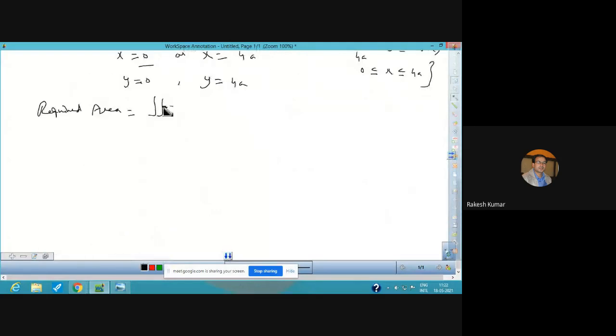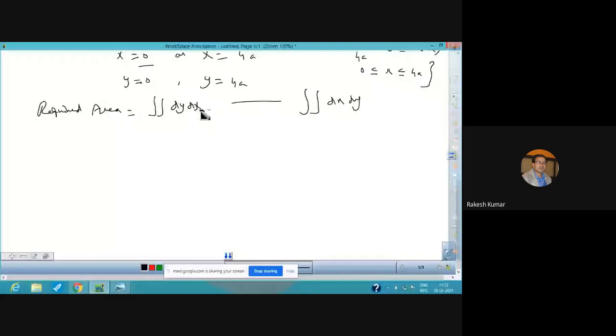It can be dy dx, and you can also take dx dy. It is not compulsory that you have to take the limits of y only in variable. You can take the limits of x in variable and the limits of y as constant. If you do it that way too, you will get the same area.